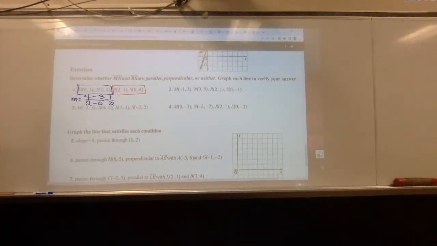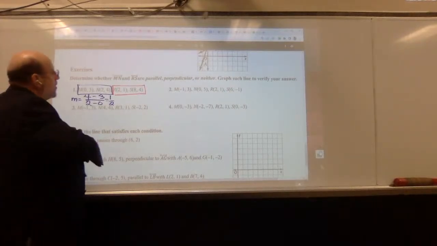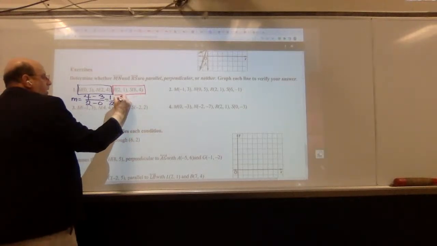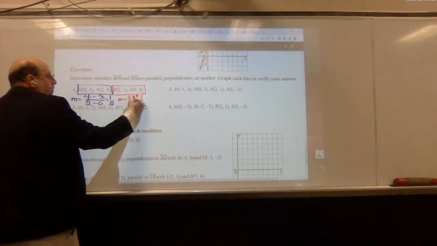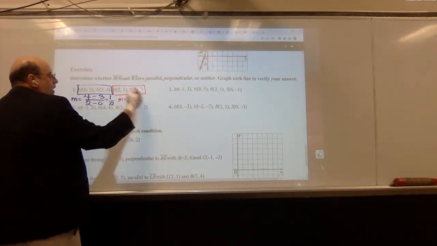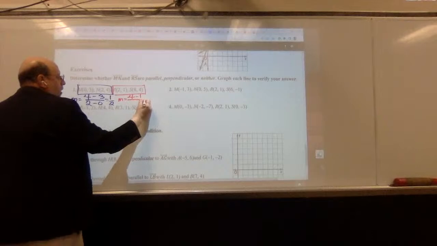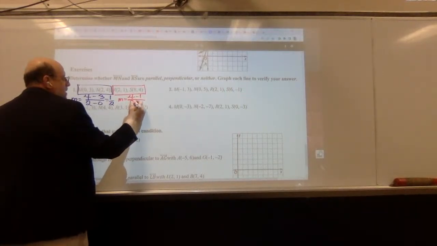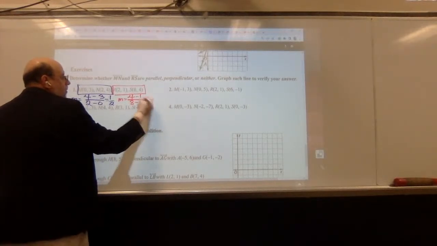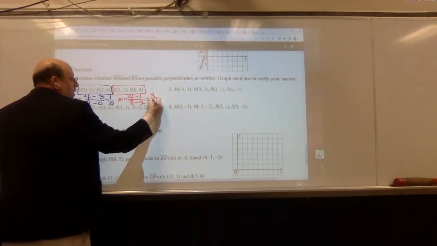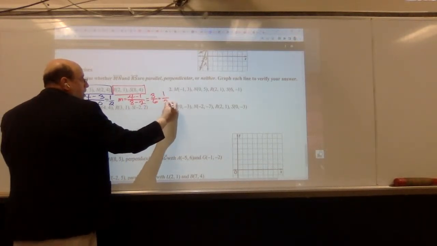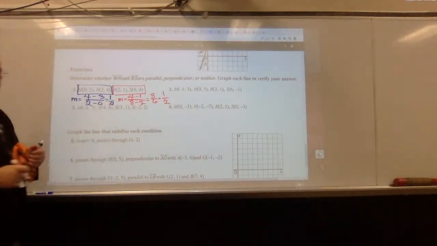Now, I'm going to do this in red. Just give me a chance to open this up. Here we go. 4 minus 1, right? 4 minus 1 all over 8 minus 2. 8 minus 2. Well, look at that. That's 3 over 6, which is the same as 1 over 2. These two slopes are the same.